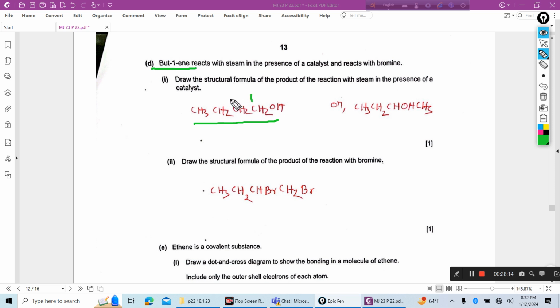This is 1 carbon, 2, 3, 4. So this alcohol group contain number 1 carbon, so this is 1-butanol or butan-1-ol, and this is 1, 2, 3, 4. Alcohol group is attached to second carbon, that's why this is 2-butanol or butan-2-ol.